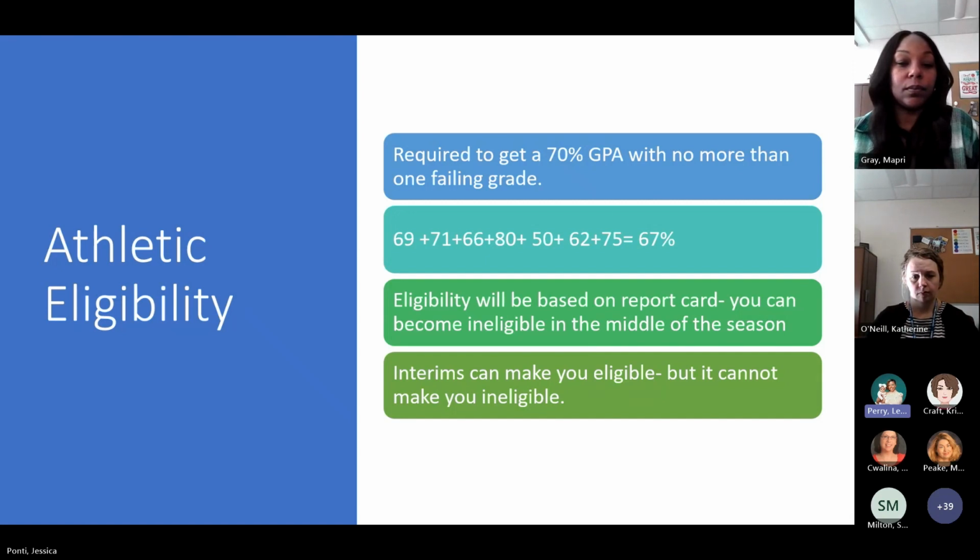So once that report card hits, if you have below a 70%, that could get you under the requirement for eligibility. Your interims can help you to be eligible, but they cannot make you ineligible. So make sure that we're looking at our interims before a report card hits so we can see if we're in danger of becoming ineligible for athletics.